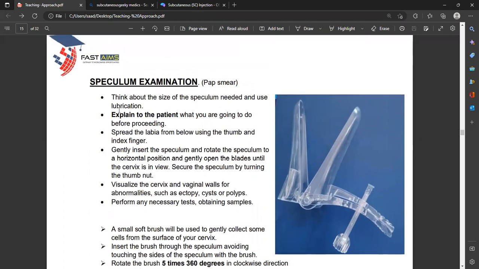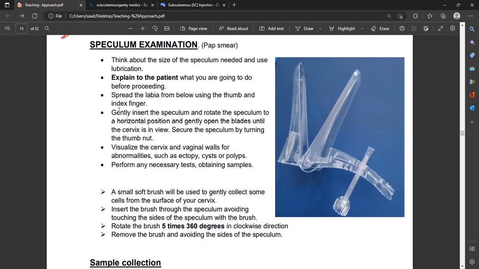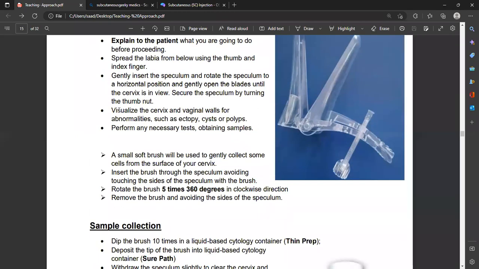Now again, like the previous one, before injecting, we explain to the patient that a sharp scratch is coming. In this, again, we explain to the patient that we are going to insert the speculum in your private part or your genitalia. Now there's a technique: spread the labia and then go inwards, I will show the video, first straight and then downwards, and then rotate it. And when you open it, the cervix should be there.